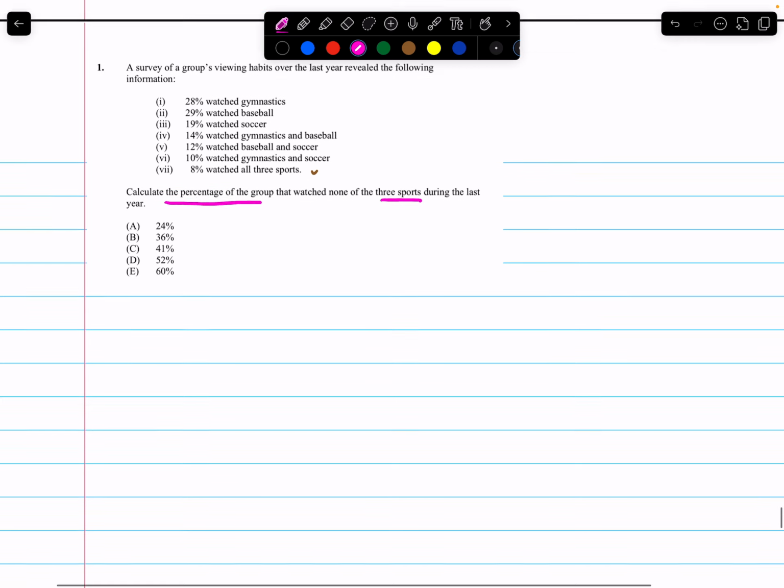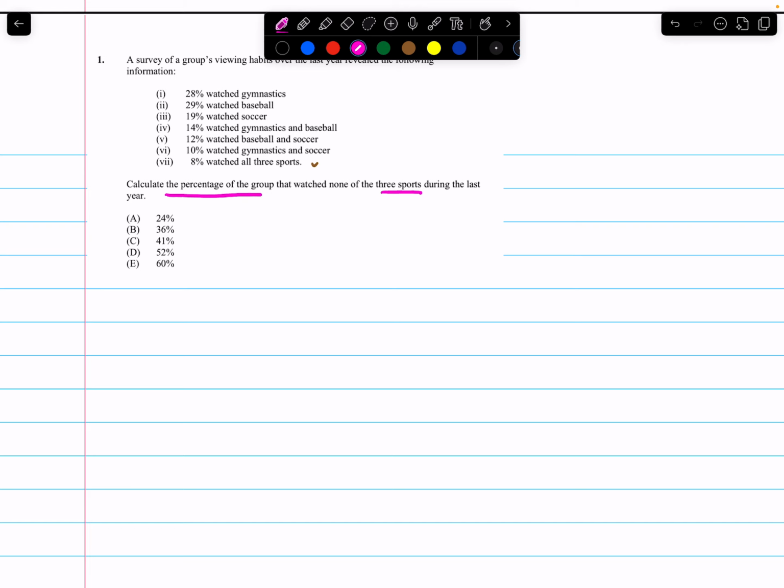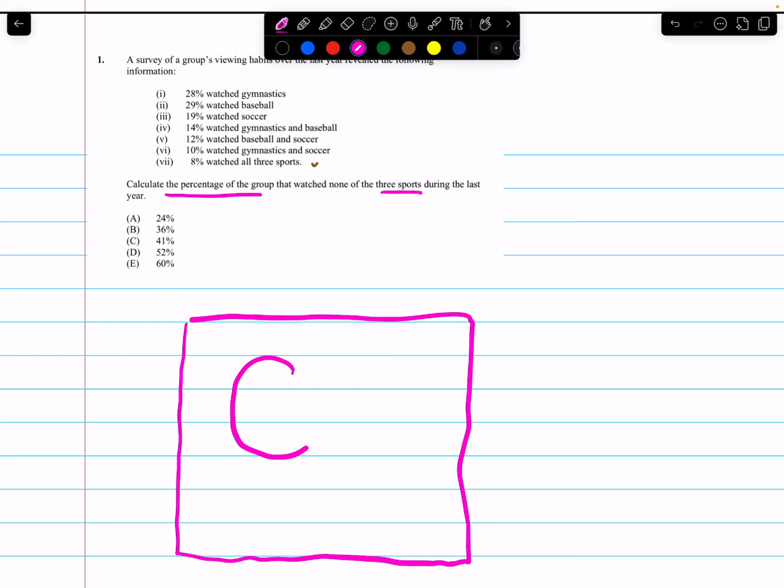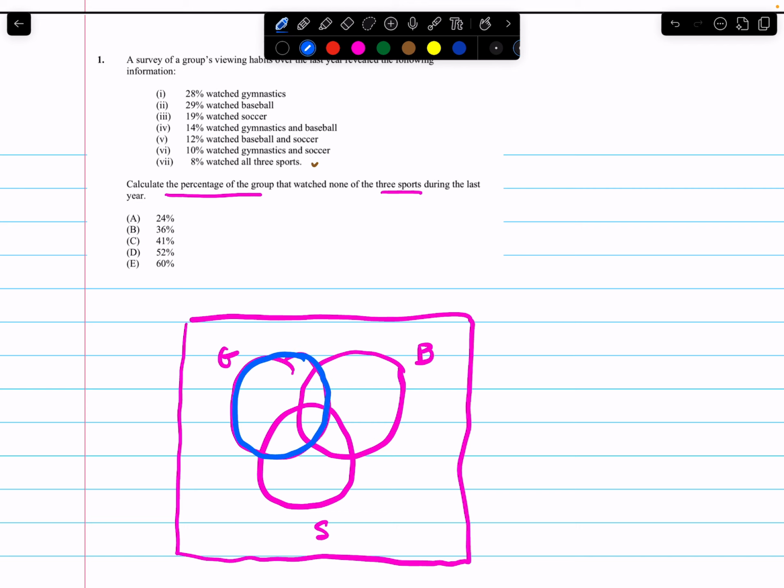And we're going to do it two ways. One way is with a Venn diagram, right? So all this should add up to 100%. We'll say that's gymnastics, that's baseball, and that's soccer. When we read 28% watched gymnastics, that means this entire circle is 28%, not just this little piece right there. So the whole thing needs to add up to 28. Same with baseball and soccer.